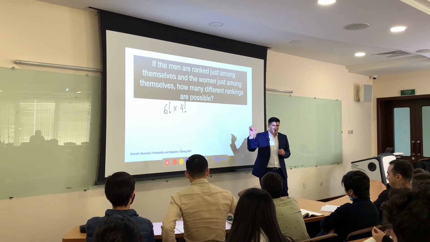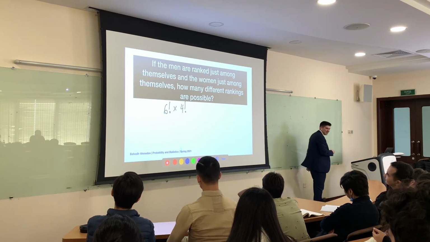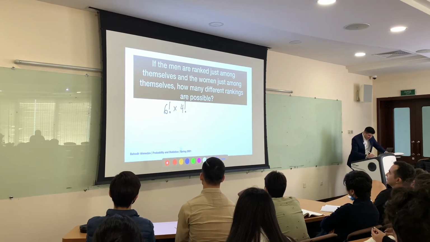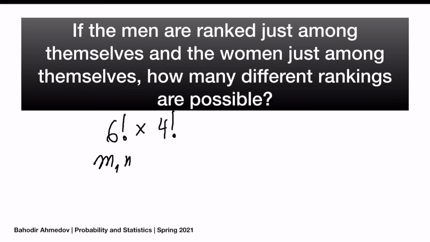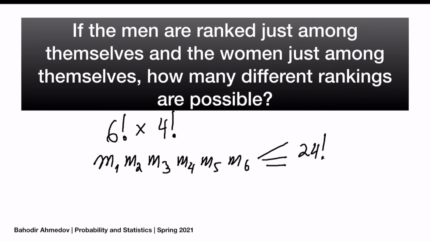Okay, 6 factorial cases. So let me write this down. M1, M2, M3, M4, M5, M6. Okay? This is going to be just one ranking of the males. For every such rank, you have 24, right? 4 factorial is 24, so 24 cases of the ranking of the females, okay?